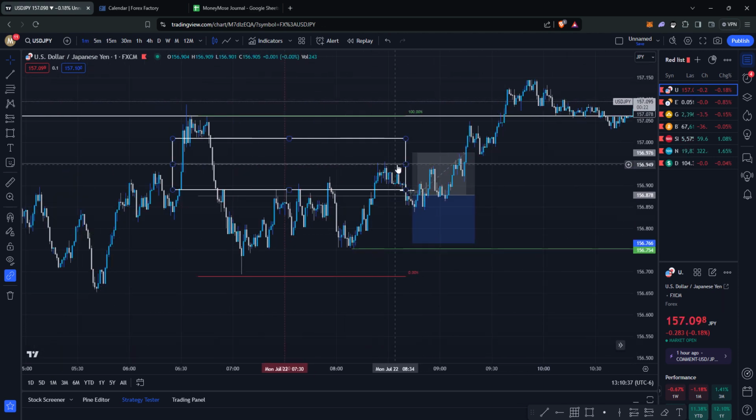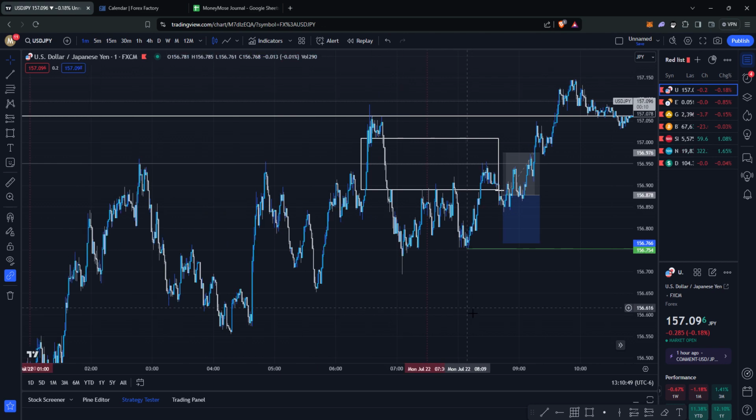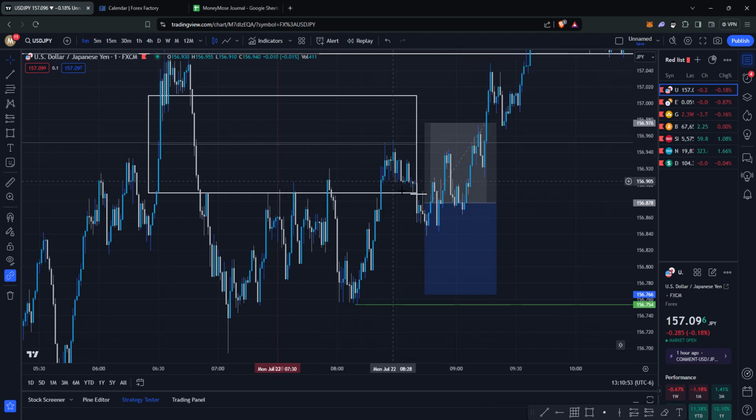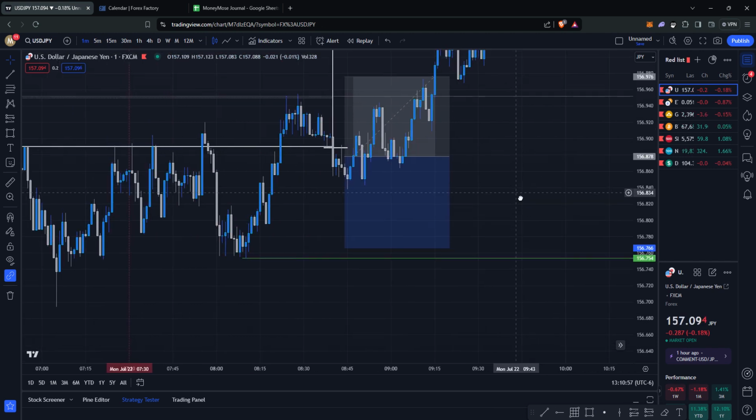So I saw that we come up into this range equilibrium. We also tap into high time frame equilibrium, and we also tap into this inversion here. So I thought this was going to be a pretty high confluence price range. From here, all I was waiting for was a break of structure. Chop, chop, chop, and we get filled in right here on the break.